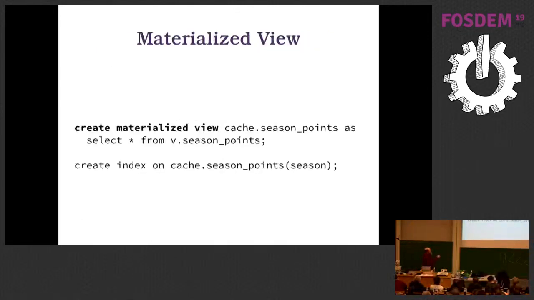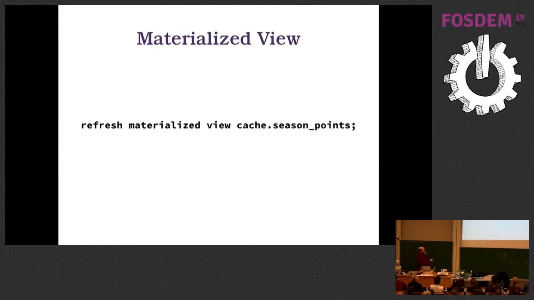So now we have a materialized view, and we can use it. We can even index it. So it's very fast. Now displaying the dashboard is very fast. Every user is happy. But sometimes there is a new race and you need to update the results, because the cache is invalid as soon as there is a new race. How do you do that? Well, it's a single command. You refresh the materialized view. That's it.